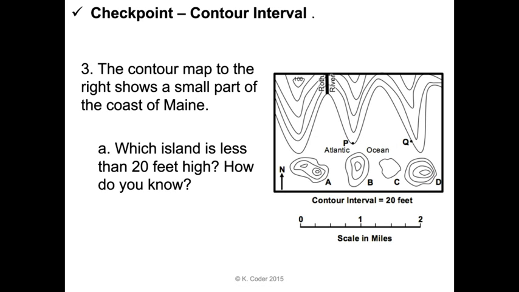Okay, for this problem, the contour map to the right shows a small part of the coast of Maine. Now, off the coast of Maine, there are a lot of islands. And we also see that this is located in the Atlantic Ocean. Which island is less than 20 feet high? And how do you know?